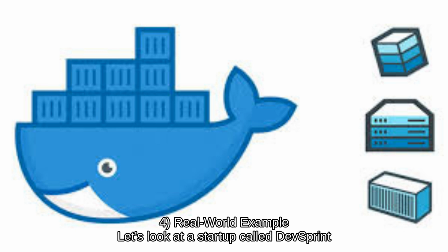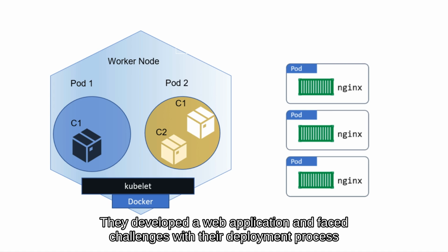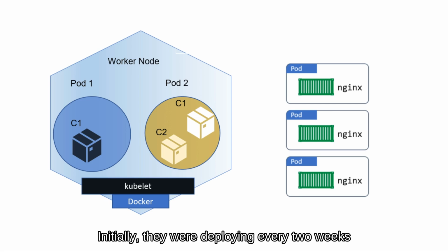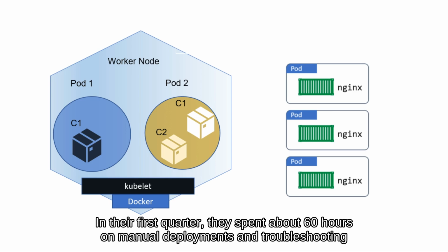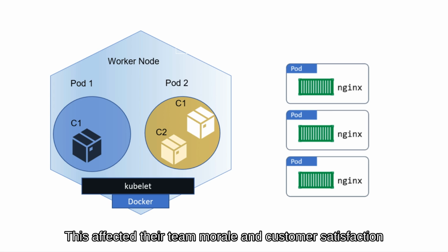Real-world example: let's look at a startup called DevSprint. They developed a web application and faced challenges with their deployment process. Initially, they were deploying every 2 weeks. This led to issues like bugs slipping through, and features taking too long to release. In their first quarter, they spent about 60 hours on manual deployments and troubleshooting. This affected their team morale and customer satisfaction.